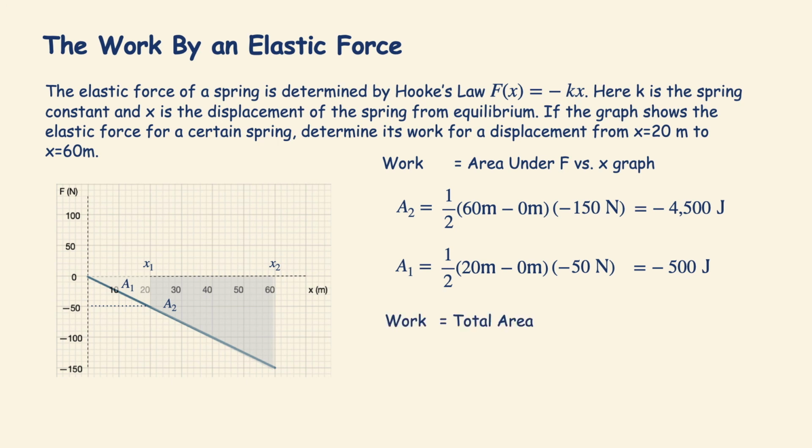What is left is just to figure out now the work as the total area of the trapezoid, which will be the difference between the big triangle and the small triangle. Numerically, it will be the area of the big triangle, minus 4,500 joules, minus, and remember there are two minuses here, which will flip to plus 500 joules for the area of the small triangle, which gives me for the work done by the elastic force minus 4,000 joules.